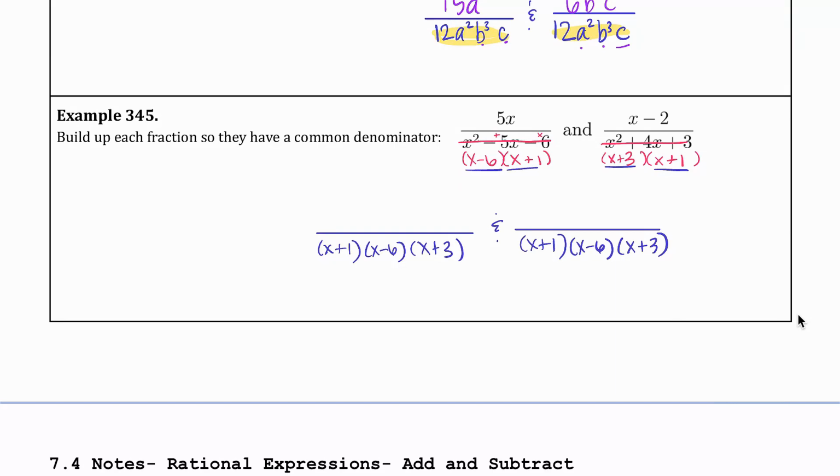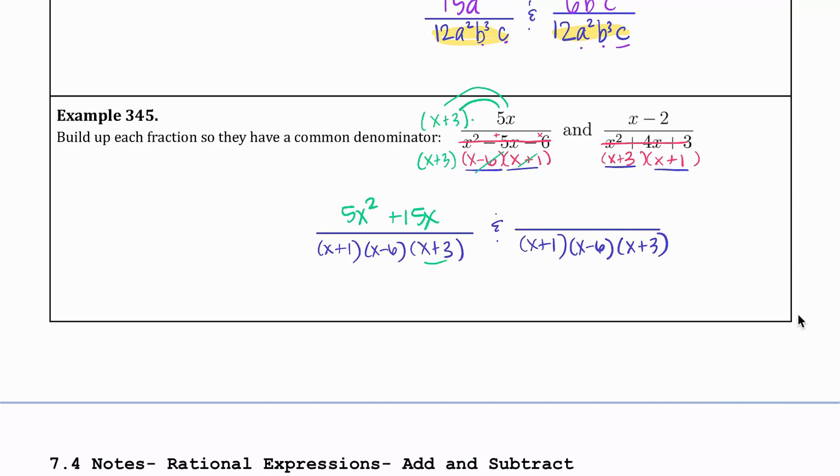So let's see what we do to change our numerator now. All right, this first one already has an x minus 6, already has an x plus 1, but we need this x plus 3. So I'm going to multiply the top and bottom by x plus 3. If we multiply our top by that, 5x times x is 5x squared. 5x times 3 is 15x. So now we've built up that first fraction to have a common denominator.